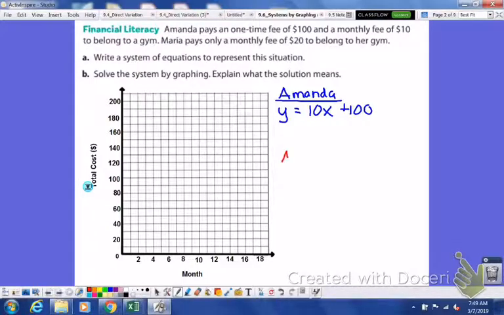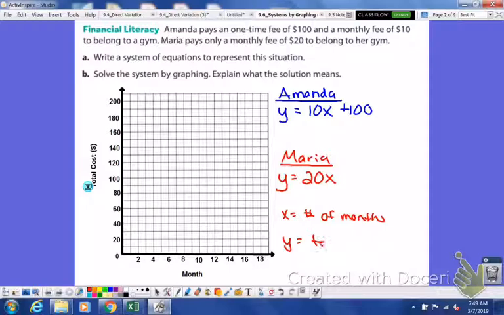Second equation for Maria. Again, y represents her total cost. Now she pays a monthly fee of $20. So y equals 20 times x, where x is the number of months. And then she has no one-time fee, so it's just y equals 20x. So we want to go ahead and make sure we define. x is the number of months. And y is the total cost.